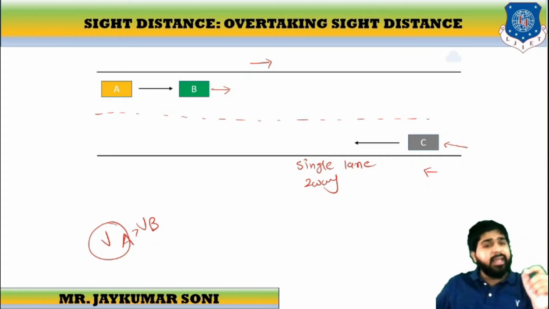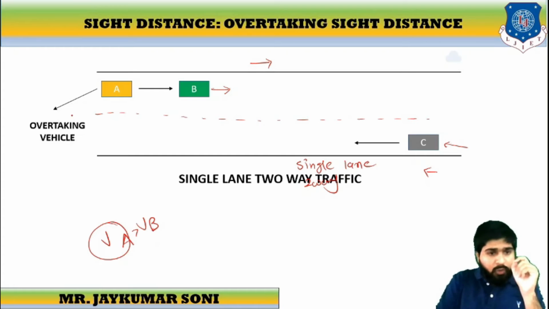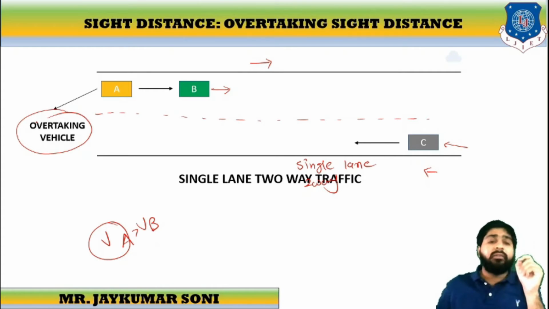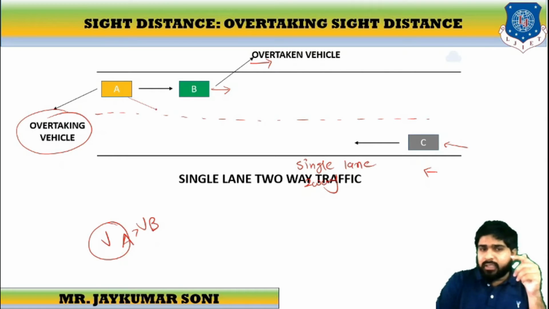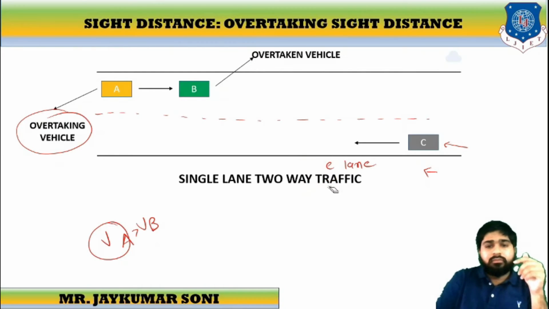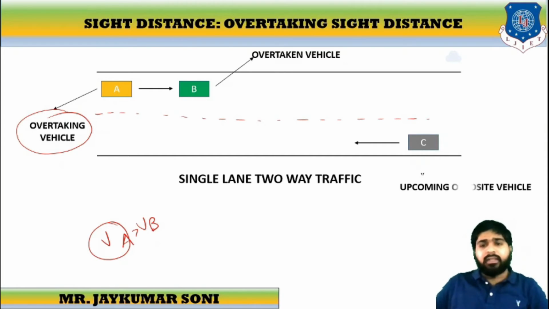Now as vehicle A is going to overtake vehicle B, vehicle A will be called the overtaking vehicle and vehicle B will be called the overtaken vehicle because it will be overtaken by vehicle A. So what is A trying to do? A is thinking that he will overtake this vehicle like this. And the vehicle C, which is coming from the opposite direction, is called the upcoming opposite vehicle.